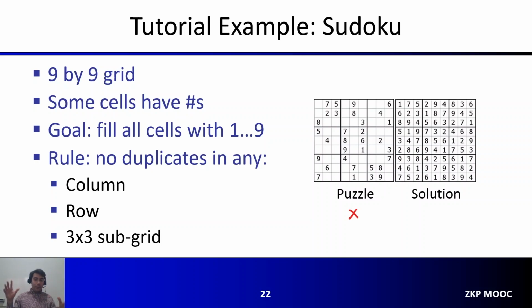Okay, so in the language of a zero knowledge proof, the puzzle here is the public information. It's the X. The solution is the witness. The predicate is all these constraints.